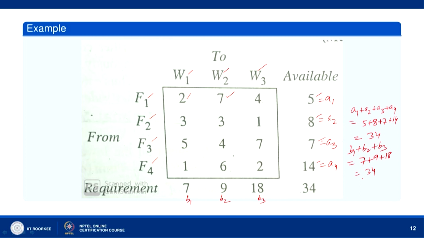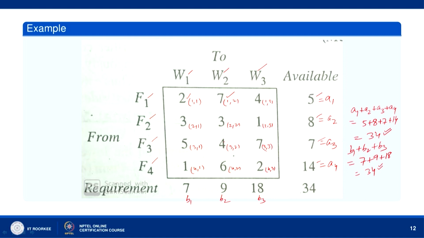So, the quantity that is available for shipment is 34, the quantity that is required at the 3 warehouses is also 34. So, it is a balanced transportation problem, okay, and therefore, we can find the initial basic feasible solution. Now, these are cells: this is the 1 1 position, this 1 2 position, this 1 3, 2 1, 2 2, 2 3, 3 1, 3 2, 3 3, 4 1, 4 2, 4 3.